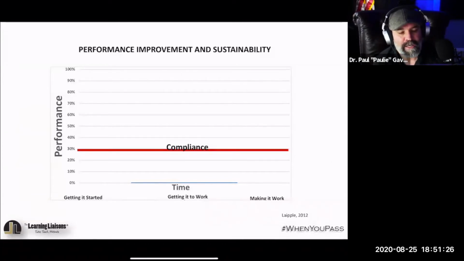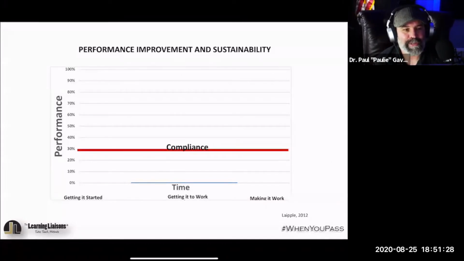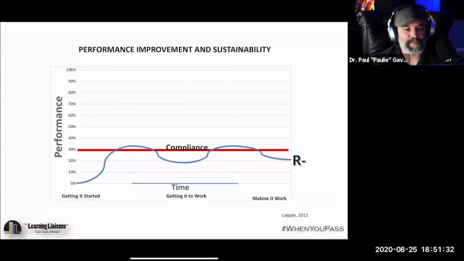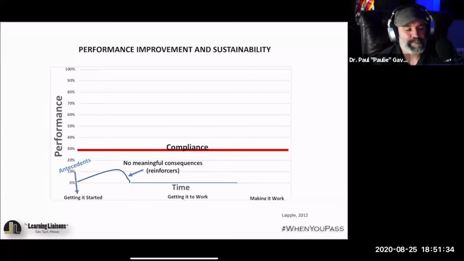Okay. So here's what you need to know about reinforcement. I talked about this. This is something that's going to make or break you. Telling people what to do is an antecedent. It's intended to get behavior going, right? Great speeches, training, PD, setting goals with people, creating action plans. That's wonderful. Okay. But it only gets behavior going for a little bit.